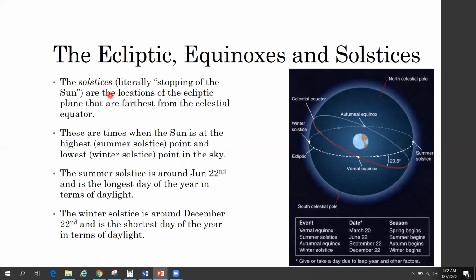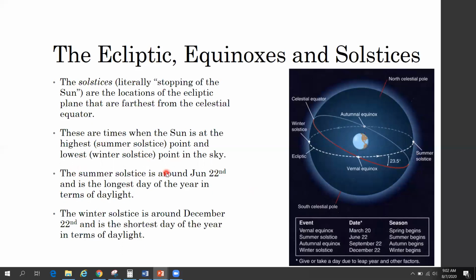But these two solstices are the locations in Earth's orbit around the sun where the ecliptic plane is the farthest it can get from the celestial equator. So you can see one right here. Here's the winter solstice, and that's showing the ecliptic being pretty far from the celestial equator. And then the same thing over here, but during summer. So these are the times where the sun is at its highest in the summer solstice point and its lowest at the winter solstice point in the sky.